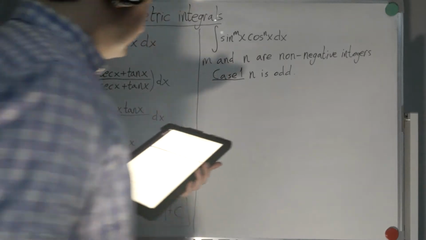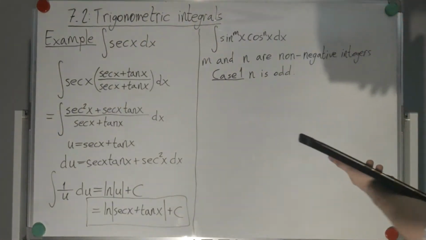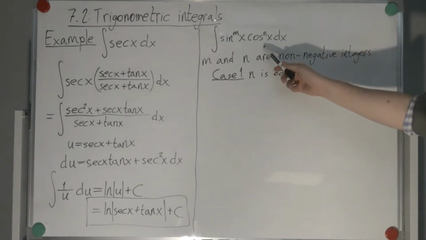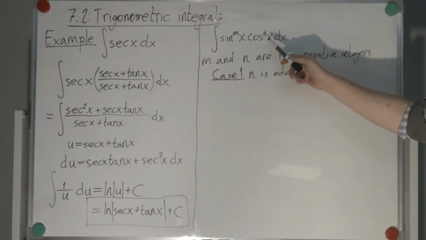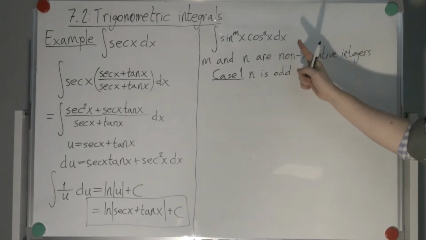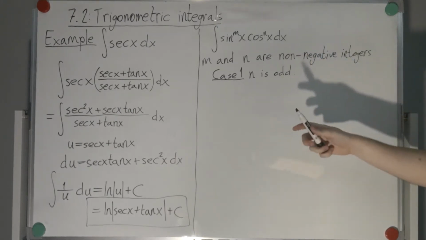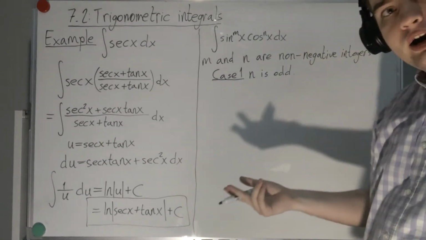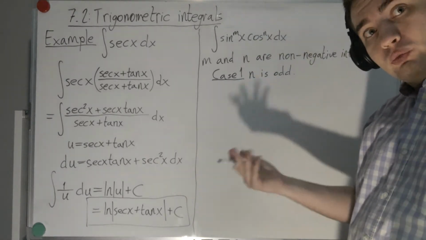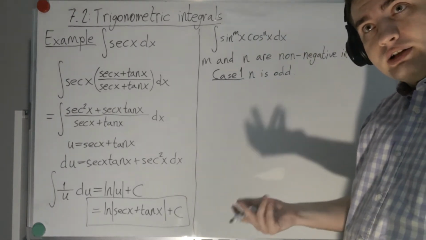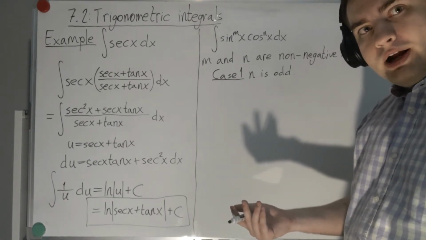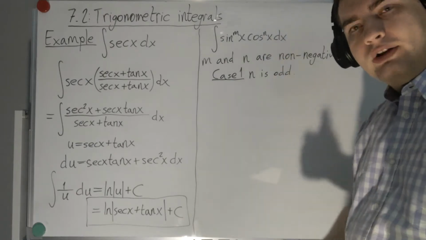In that case, what you're going to end up doing is you're going to separate out all of the factors of cosine here except for one of them, and then you'll have an even number of those. Then you can use cosine squared plus sine squared equals 1 to turn those into terms of sines, and then you can use u substitution from there. Let's talk about how that's done.